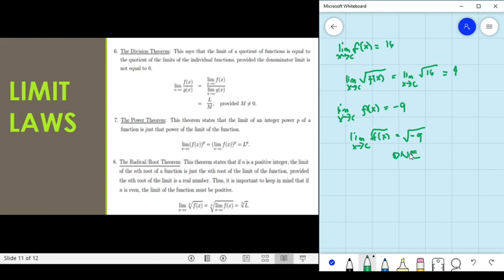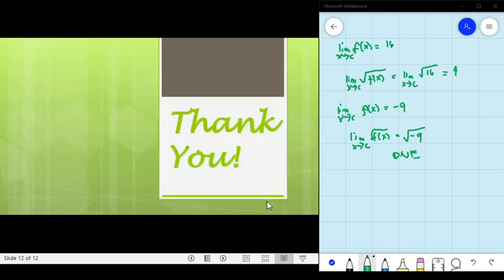Okay, so that is all for this topic. I hope you have understood the different situations, and the next audio video lesson will be talking about the application of these limit theorems. We are going to find the limits of polynomial, rational, and radical functions.